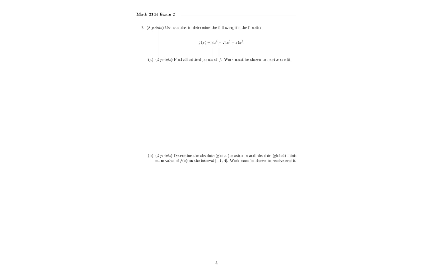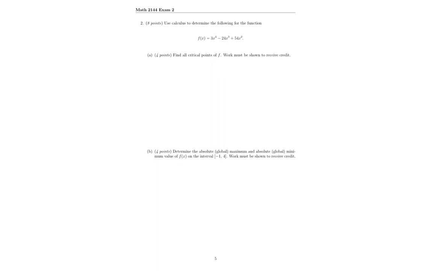Okay, so for the next problem, it says to find all of the critical points of f. So if I want to find the critical points of this, I need to take the derivative and set it equal to 0. So I'll say 0 equals, and then the derivative of that is going to be 12x cubed minus 72x squared plus 108x.